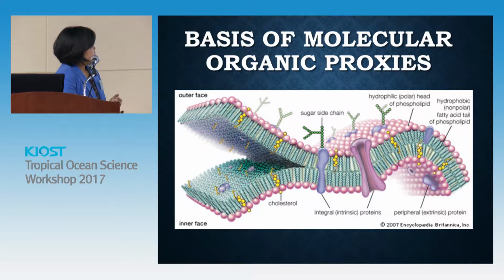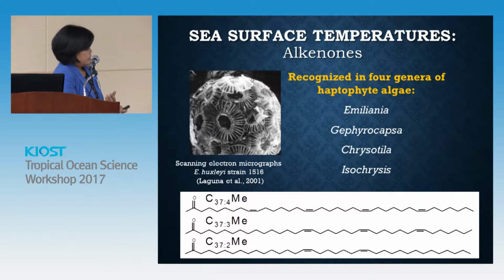So the temperature reconstruction goes back to the molecular level, because that's the only way that these one-celled organisms could adapt to the outer environment. So that's the basis for the proxy. And alkenones are recognized in 4 genera of haptophyte algae: Emiliania, Gephyrocapsa, Chrysotila, and Isochrysis.